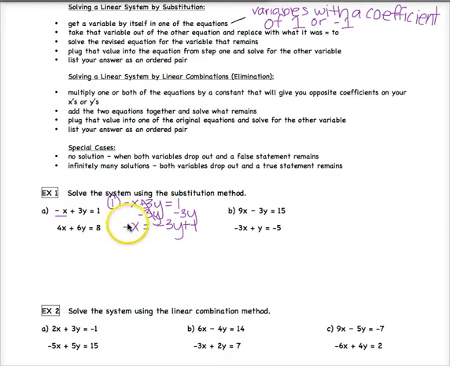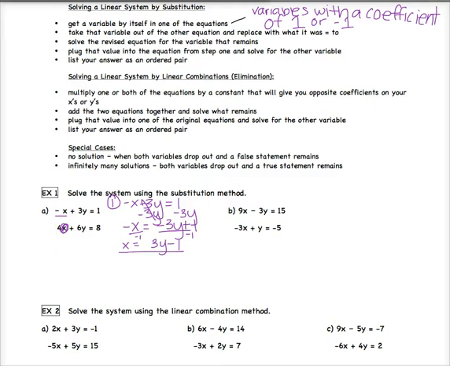So now, I've got negative x, but I want to know what x equals. I need to get the variable alone, so I need to divide everything by negative 1. So that's going to give me x equals 3y minus 1. So this is the end of my first step. The next step says take that variable, meaning the one that you just got by itself, out of the other equation. So that means I go to the other equation. I'm going to take my x out.